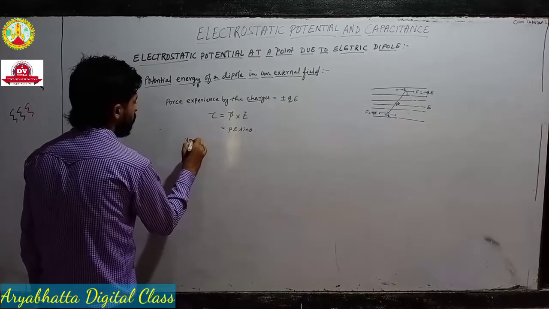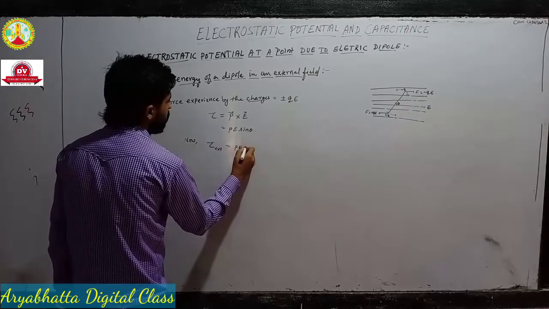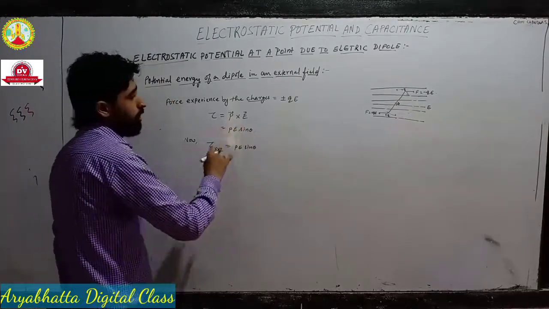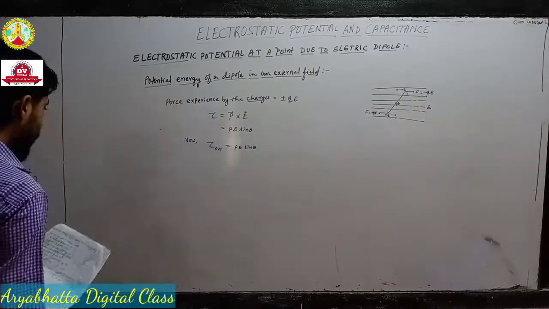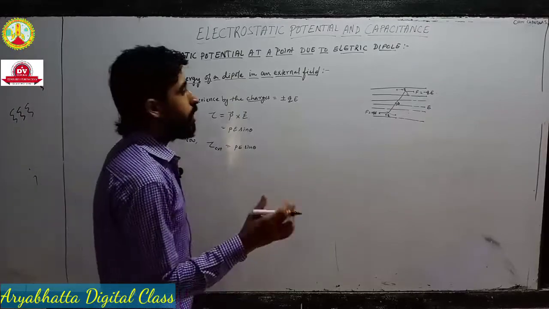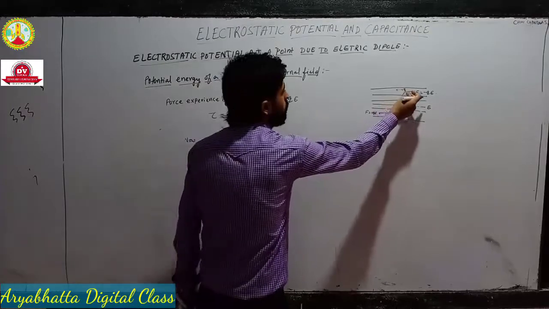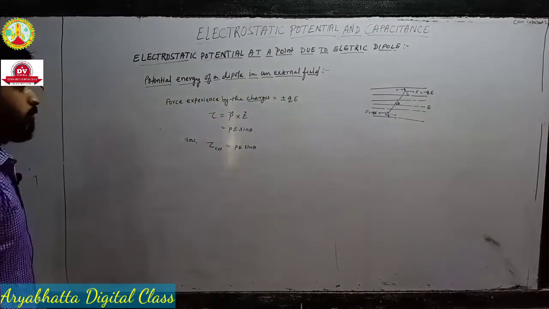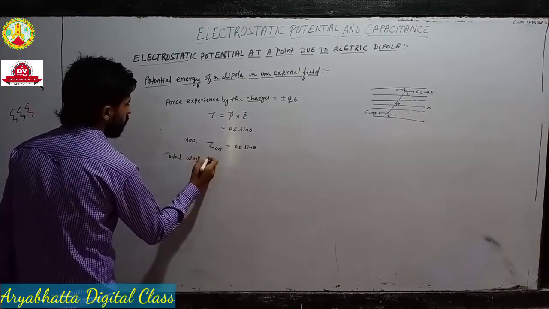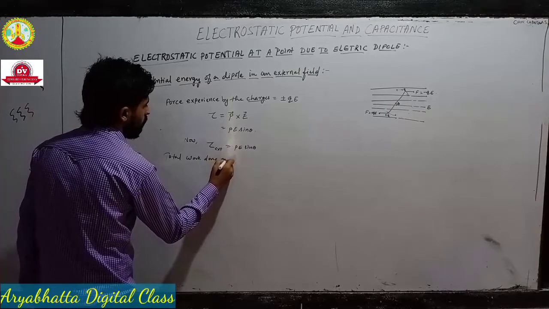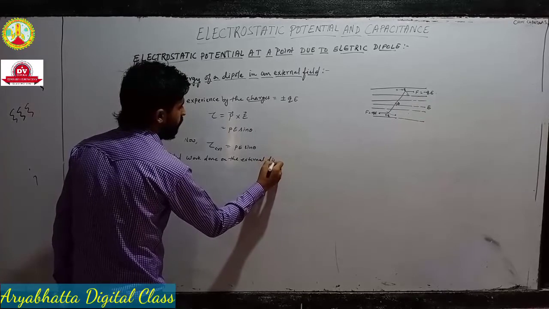External torque is nothing but the same magnitude, PE sine of theta. I will apply the same torque on this dipole, but in the opposite direction. So what will be the work done by me to apply this torque? I need to find the total work done on this dipole.